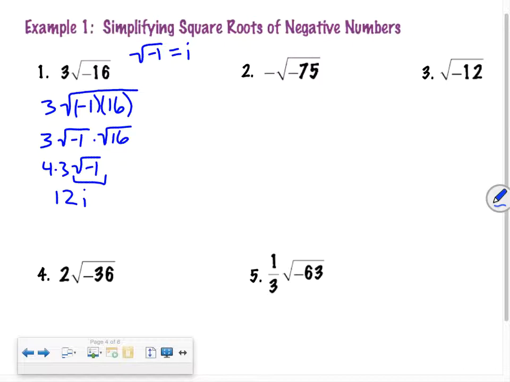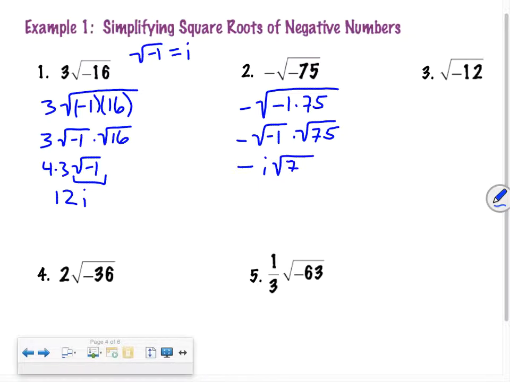On number 2, we can do the same thing. We can rewrite negative 75 by factoring out the negative 1. So I could write this as negative square root of negative 1 times 75, which turns into negative square root of negative 1 times the square root of 75. Now, we've separated out the square root of negative 1. Instead of leaving it like that, we're going to write that as I. So right now we have negative I times the square root of 75.